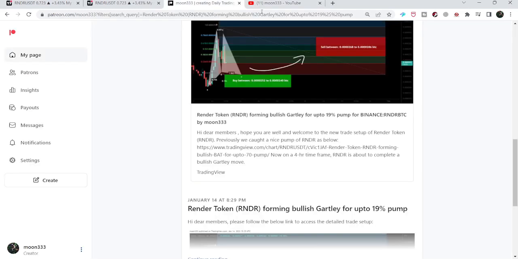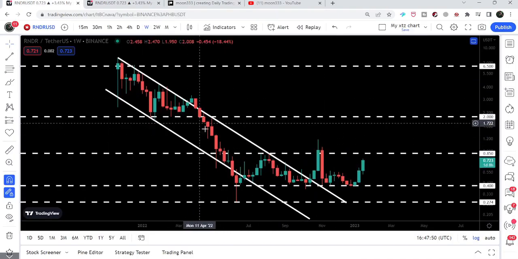In today's video, I would like to show you this price reversal setup that the RNDR token formed a few days back, and we will also watch this big breakout from this down channel as well.